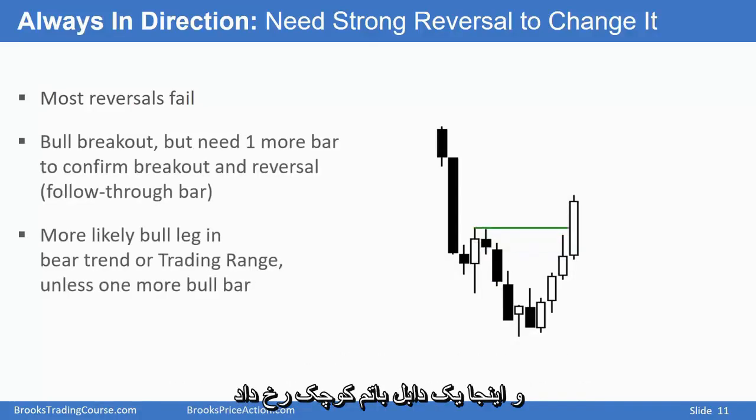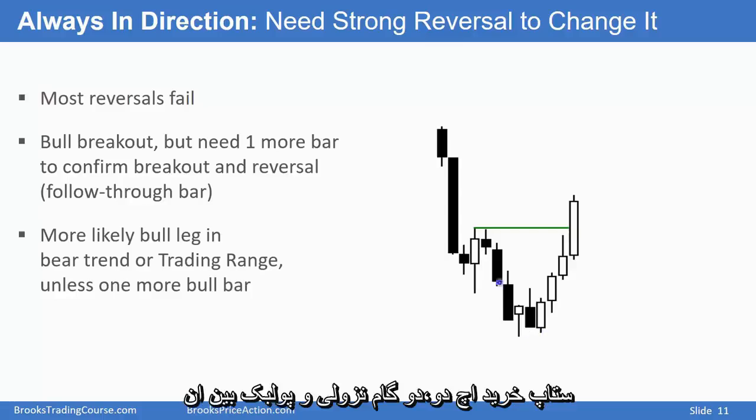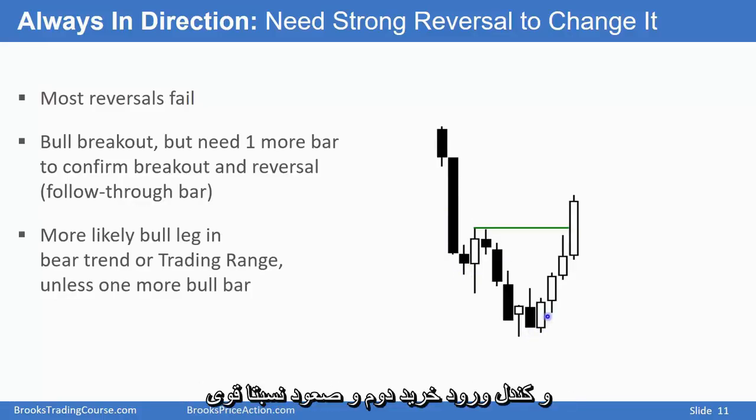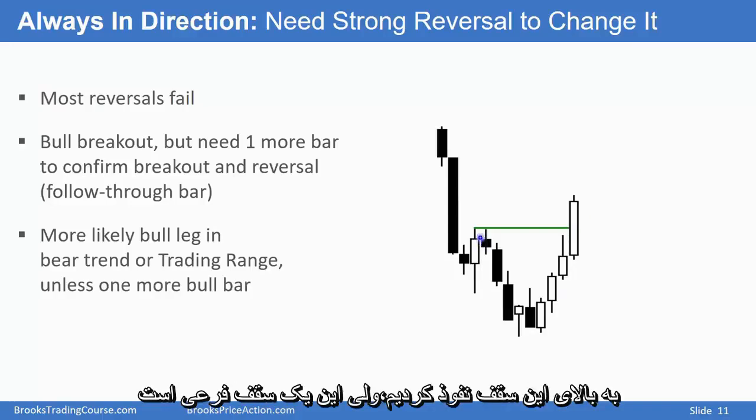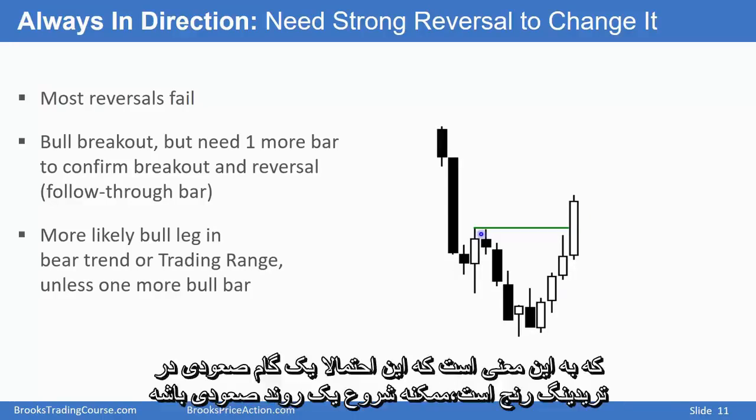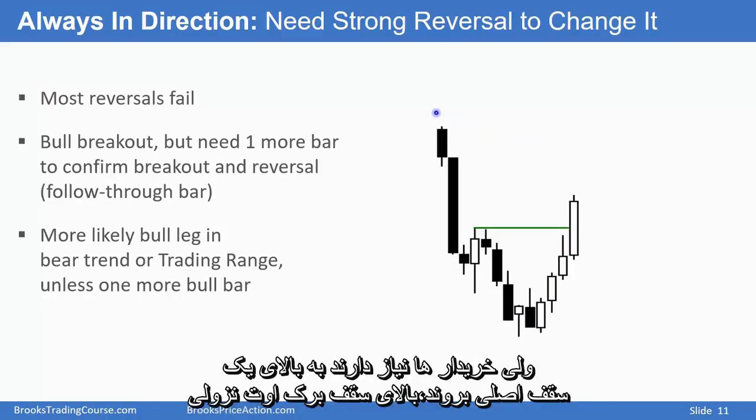And then here, we got a micro double bottom, a high 2 buy, so 2 legs down, 1 pullback, 2, and then a second entry buy, and a fairly strong rally. And we broke above this high, but this is a minor high. That means that this is probably a bull leg in a trading range. It might be the start of a bull trend, but the bulls really need to get above a major high, the top of the bear breakout.